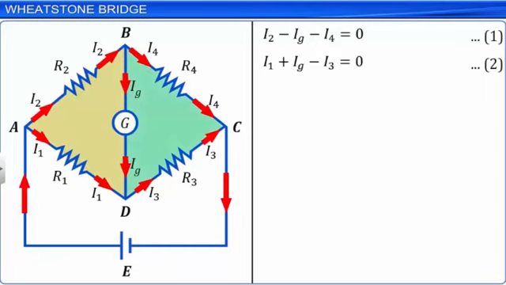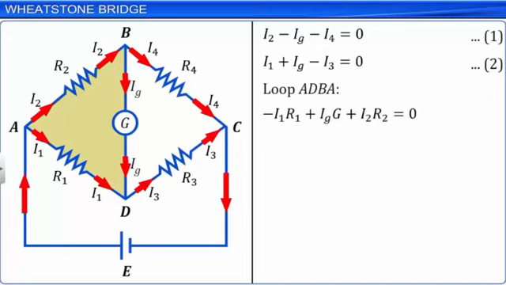Loop ADBA. Across points A and D, by applying the rule, we get minus I1R1 plus IgG plus I2R2 is equal to 0. On simplifying, we get I1R1 is equal to I2R2 plus IgG. Let this be equation 3.